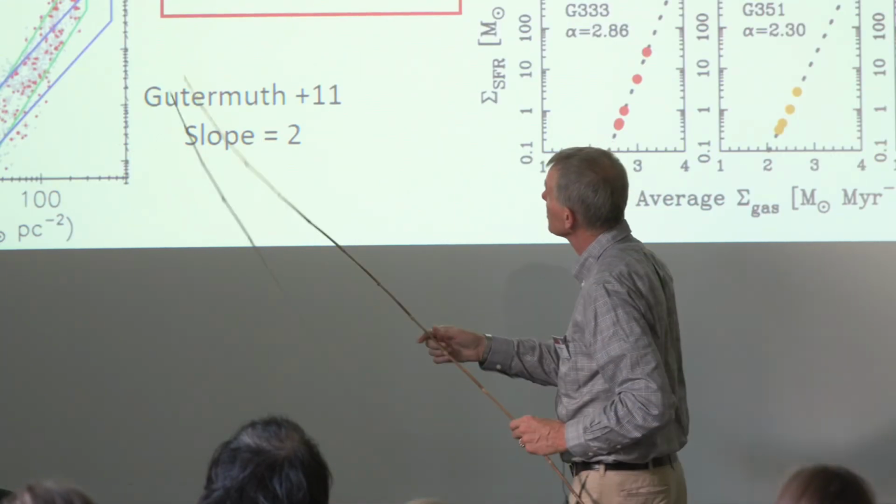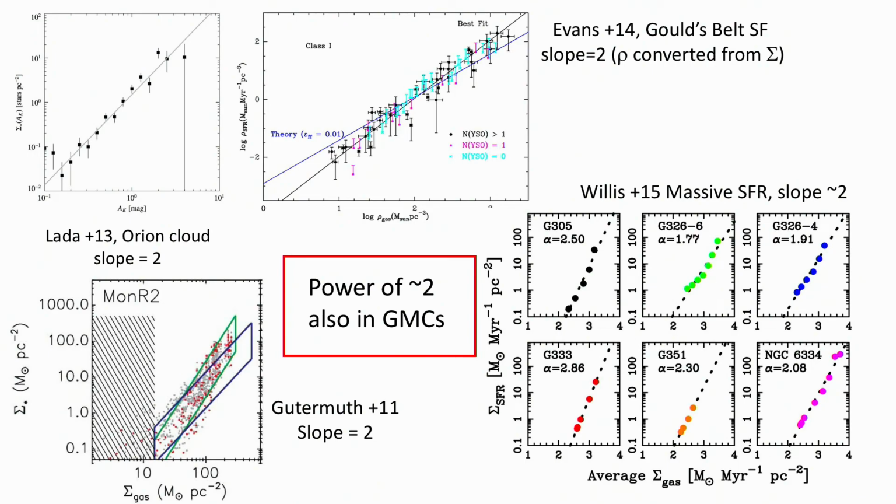Here are GMCs, also with a slope of 2. Gutermuth was the first to find this. This is the Kennicutt slope. He said, wow, it's steeper than Kennicutt-Schmidt. This is inside GMCs, looking at individual protostars and the column that's associated with it. Lada, all of these others, Evans, Gould Belt, and so on.